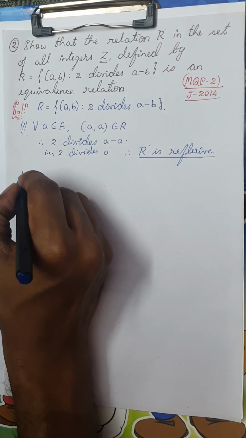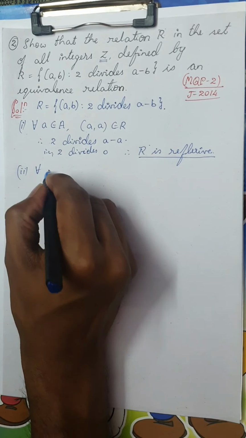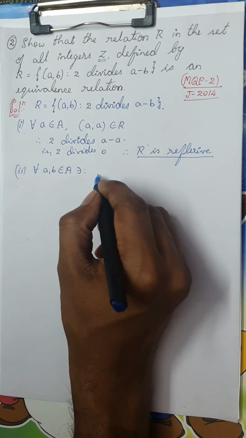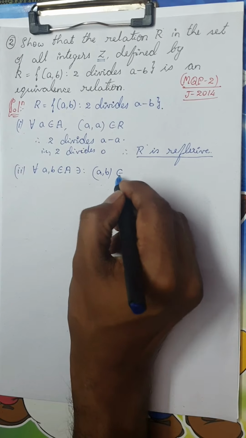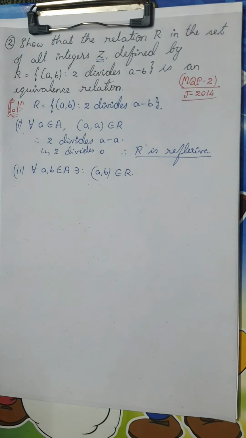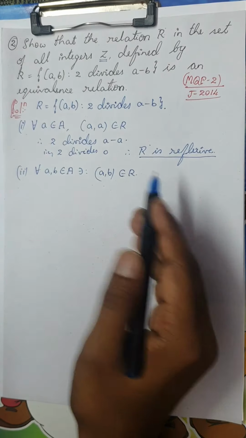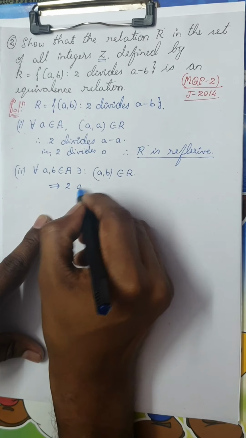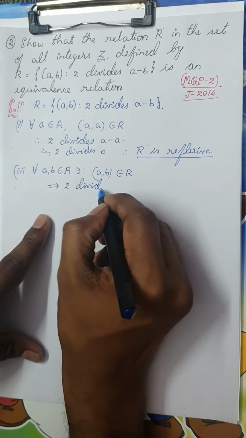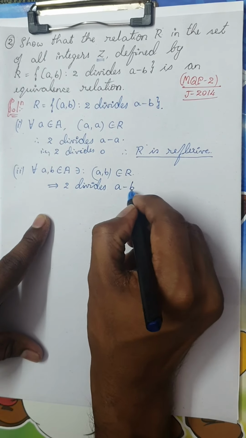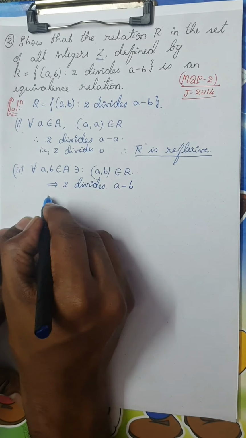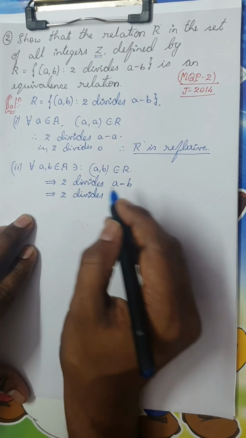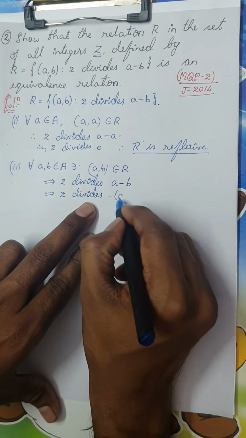Now, going on to the next condition, which is symmetric. You take two elements a and b which belong to A, such that (a, b) belongs to R. What do you mean by (a, b) belongs to R? I can write 2 divides a minus b. If 2 divides a minus b, that implies 2 divides b minus a also, because 2 divides minus of (a minus b).